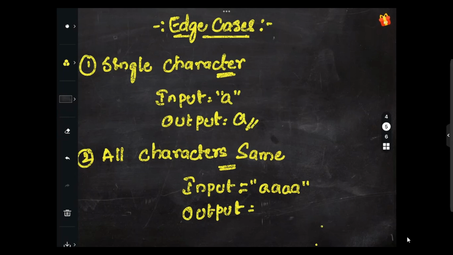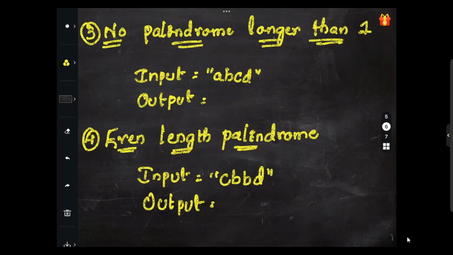So next, let's go with all characters same. Means when we have all the characters same, we can just give the length of it. Means 4 times that itself, right? So double A, double A. In this case, output will be double A, right? I hope this is clear. This is for the condition all characters same.